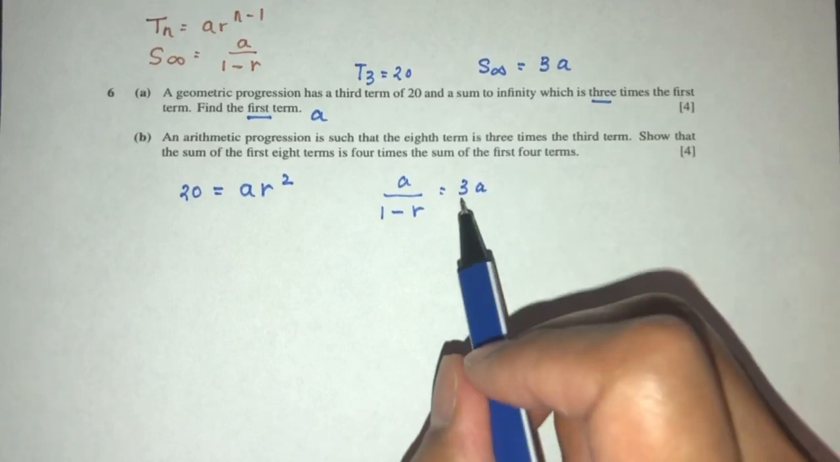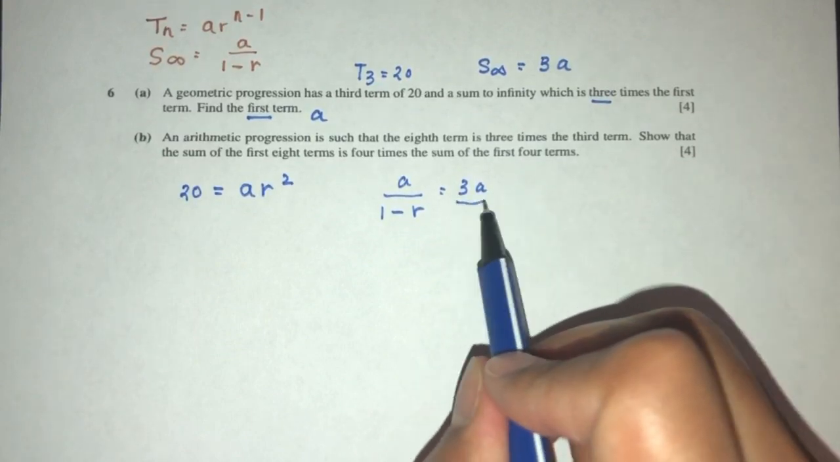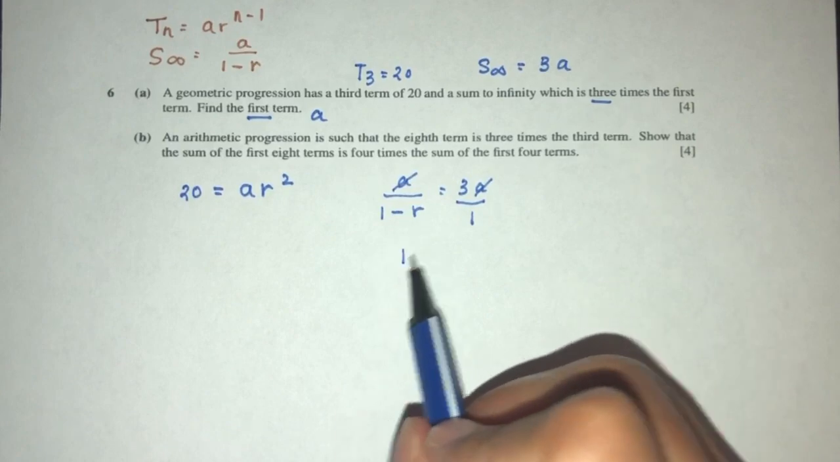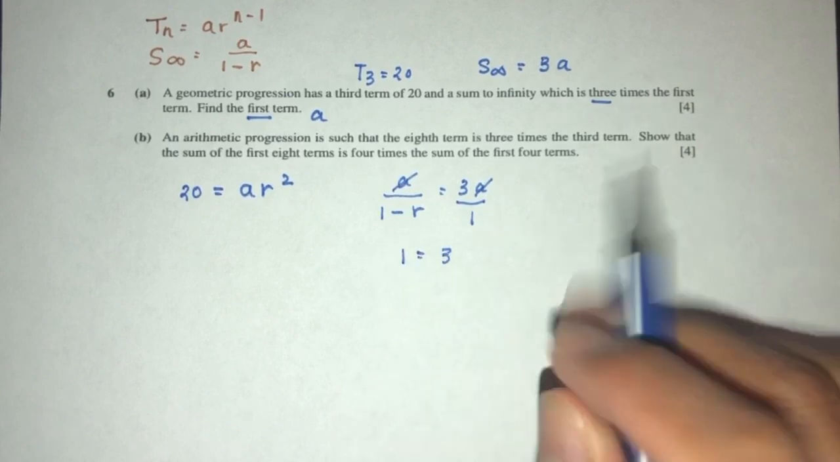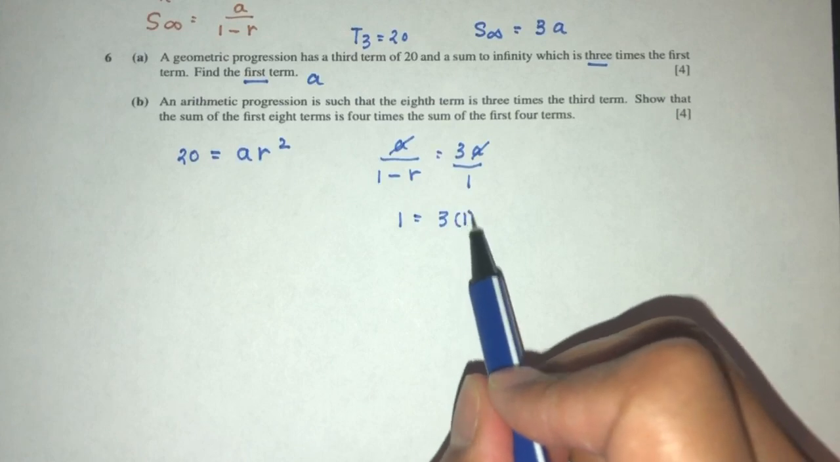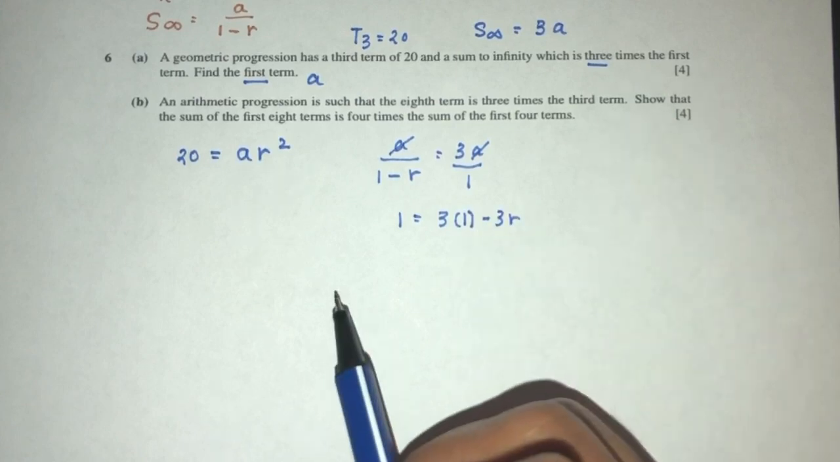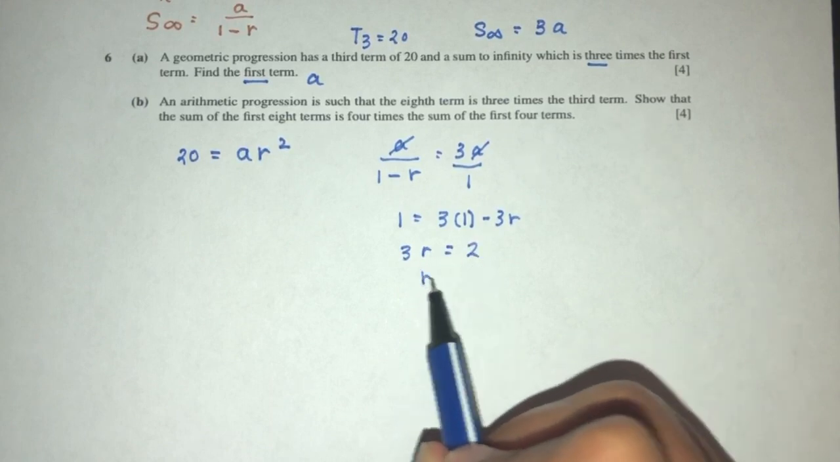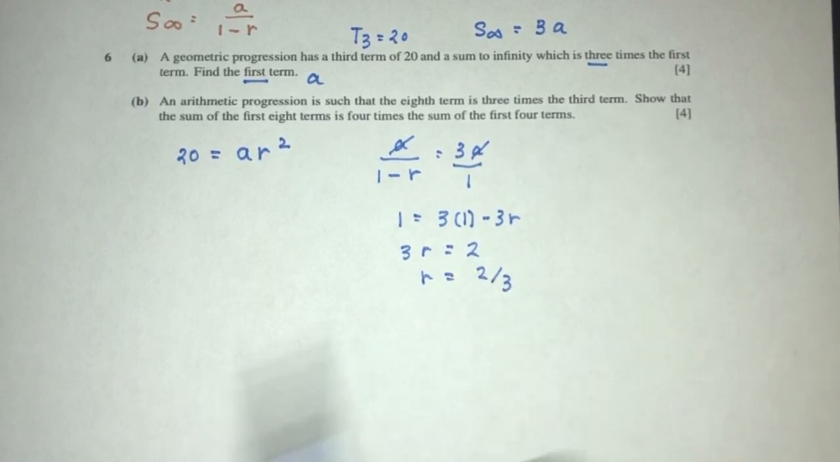Now we can try to simplify. We can divide by a on both sides. This will cancel out, so you will have 1 here, and that should be 3 times 1 minus 3r. So let's simplify. That will be 3r is equal to 2, so r will be 2 over 3.